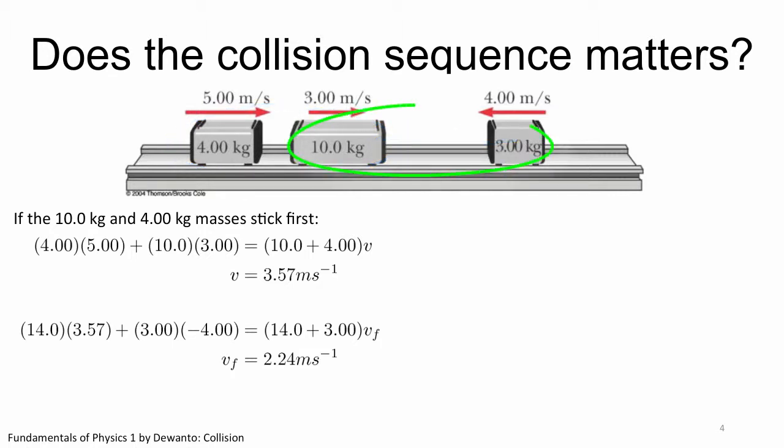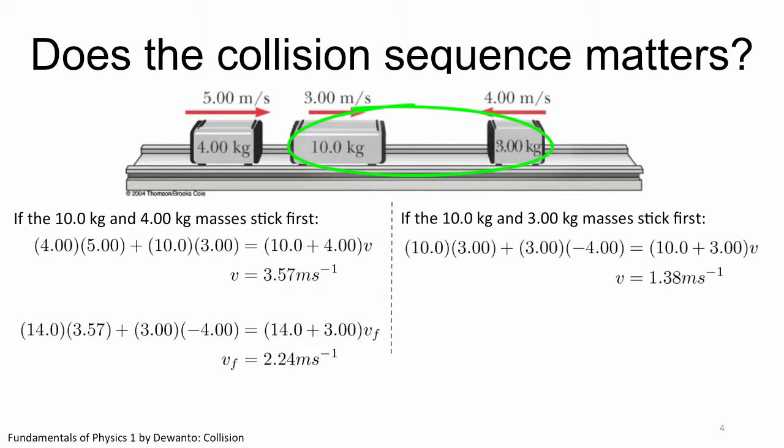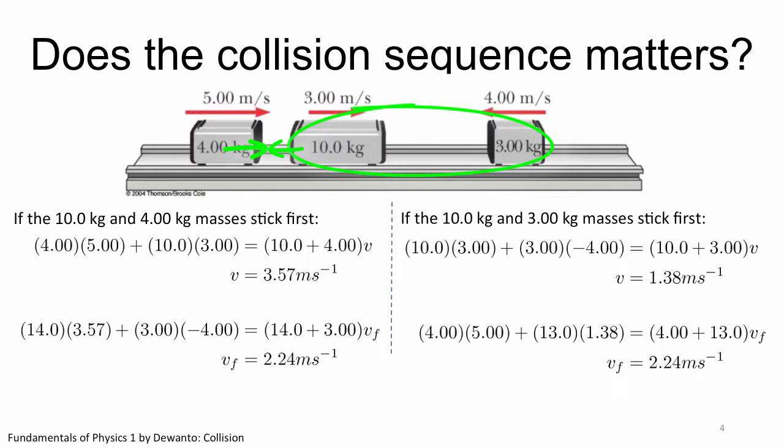Next, we assume that the 10 kg cart hits the 3 kg cart moving in the opposite direction first. We can then compute the final speed of the combined 13 kg cart. This 13 kg cart then collides with the 4 kg cart, and you end up with the same final answer. And of course, these answers are the same as the one we just computed in the previous slide.